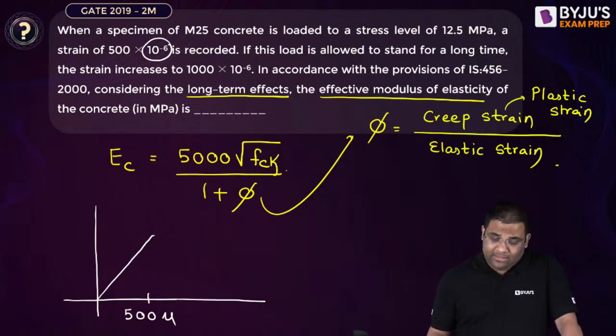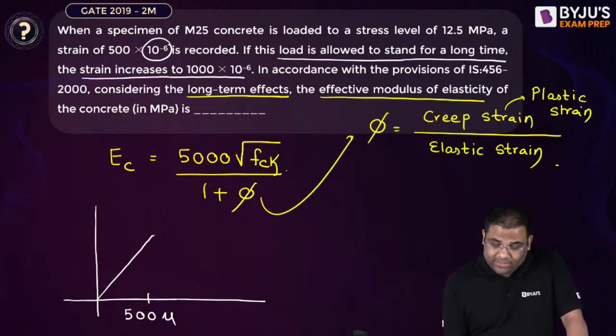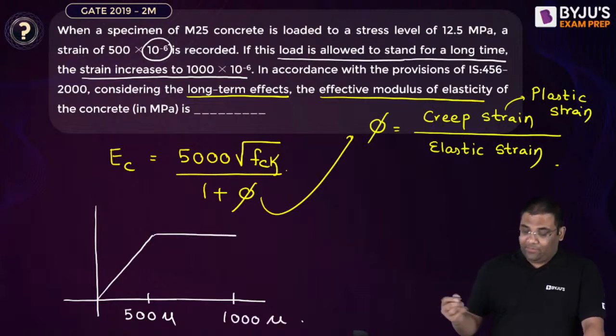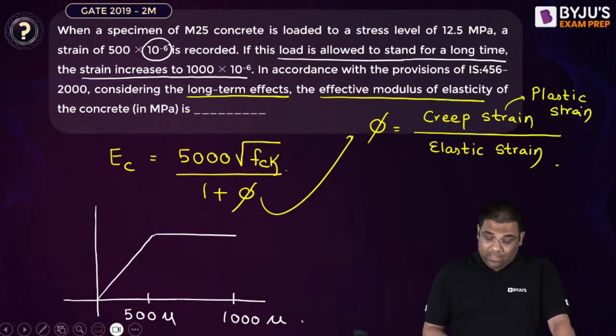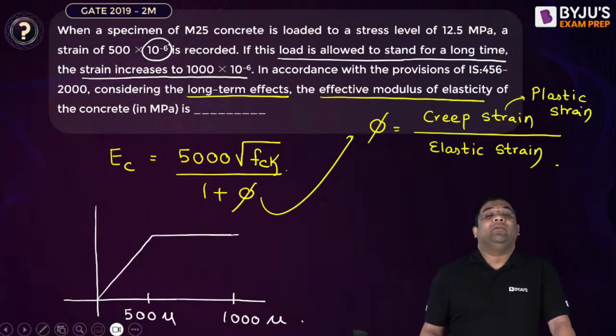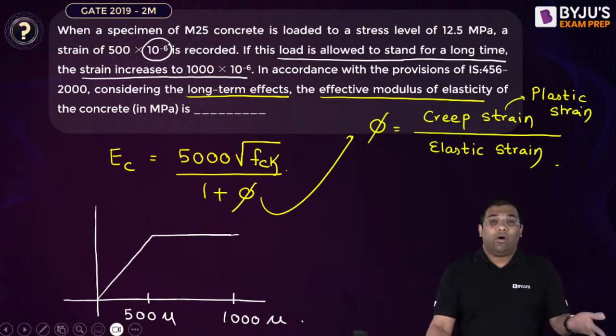Now, after that, what is written? If the load is allowed to stand for a long time, the strain increases to this. So it is allowed to stand for a long time, which means this is the plastic strain, right? This is the plastic strain which developed due to the load being allowed for a long time, because creep or plastic strain comes when the load is allowed to stand for a long time.